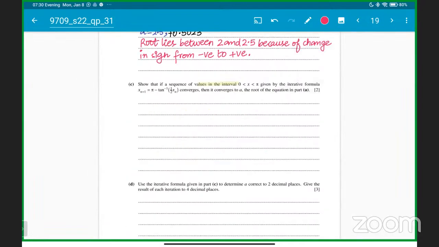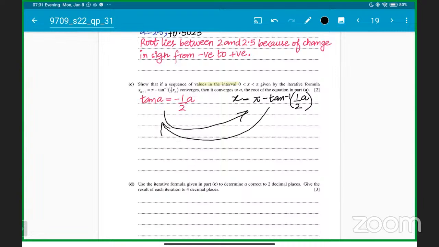So what we have to do, let's write down the question: 10a is equal to negative half a. And on this side, we have pi minus tan inverse of half a. Getting it clear? So we have to prove this. Either you can prove this thing to that, or you can prove that thing to this. So a is equal to pi minus tan inverse of half a. That is what we have to do.